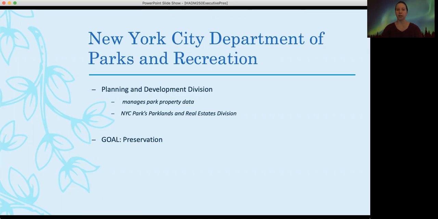Within this division is the New York City Parks, Parklands, and Real Estates. It is this department that uses the park property data to provide open areas for recreational use for the public, along with preserving the natural habitat. Preservation is their one goal and the true purpose for recording all park property data, specifically and in multiple categories.